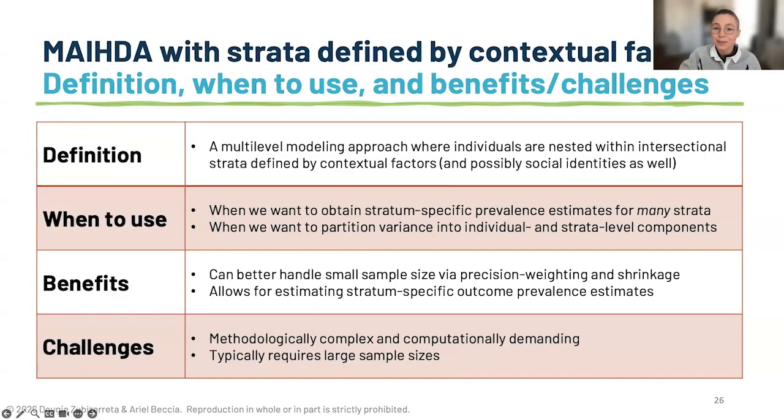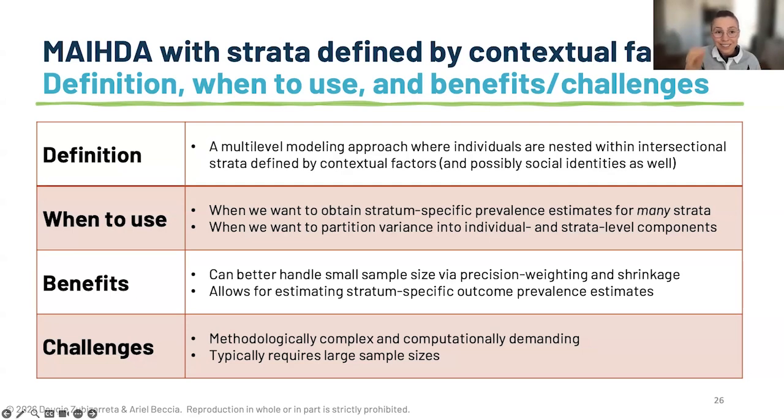So another method that we can use for descriptive SQIR is MAIHDA. Specifically MAIHDA, where our strata are defined by contextual variables. MAIHDA refers to multi-level analysis of individual heterogeneity and discriminatory accuracy, and it's a very popular and flexible method for quantitative intersectionality research, and it also has a lot of helpful features that facilitate this type of work.